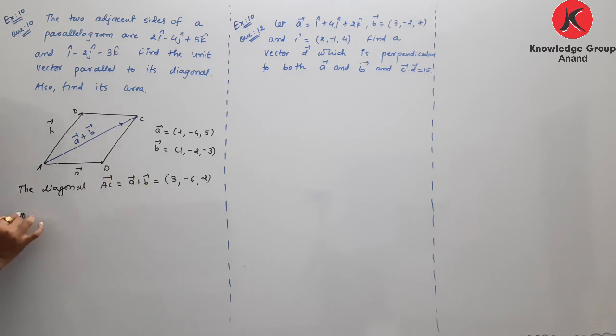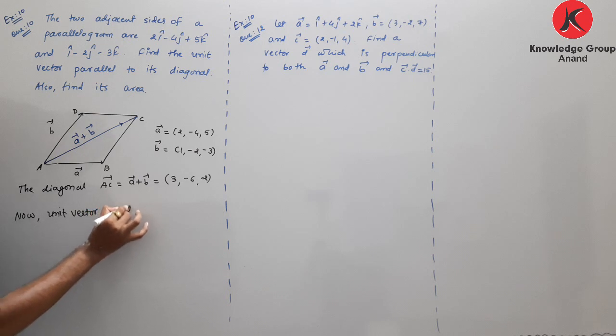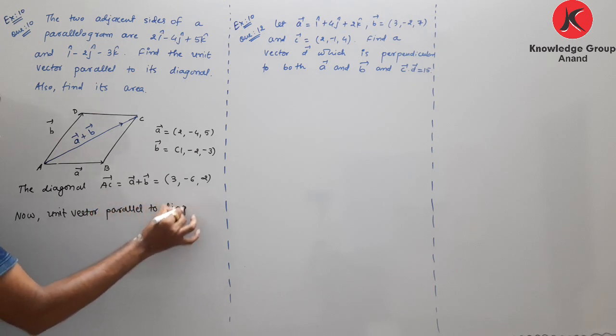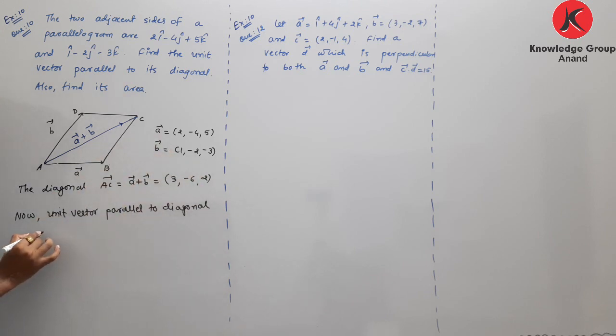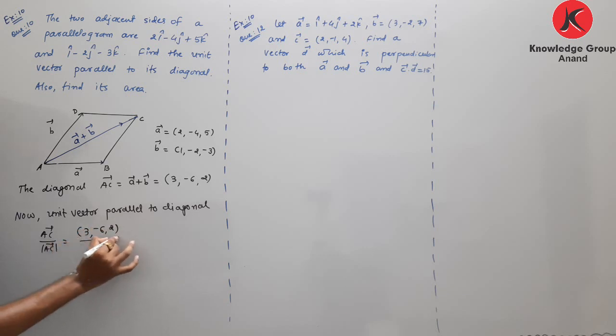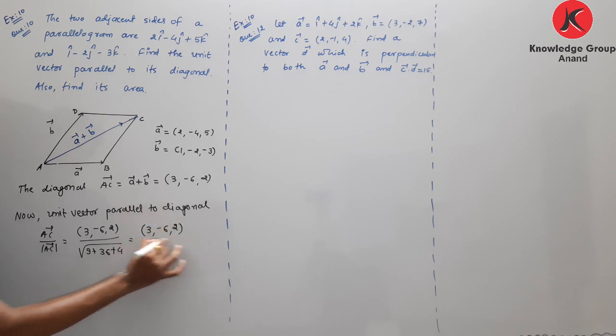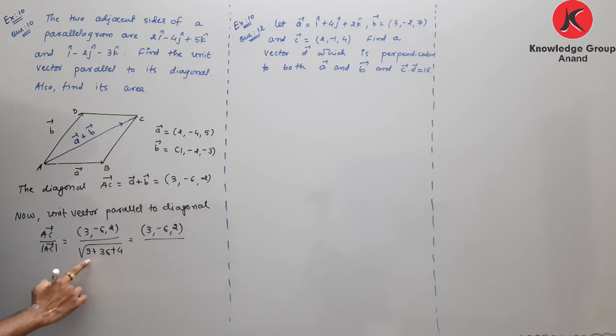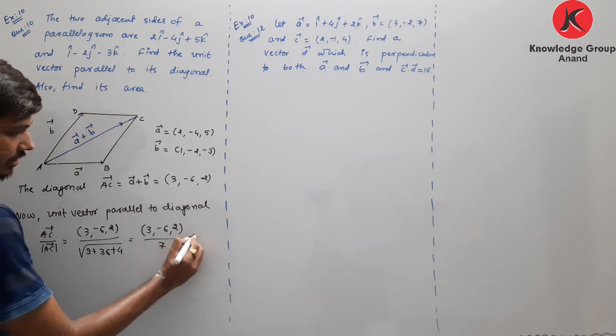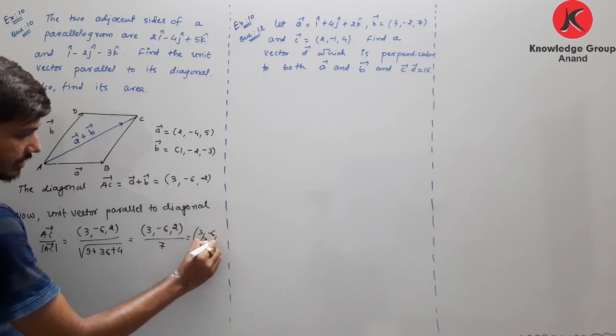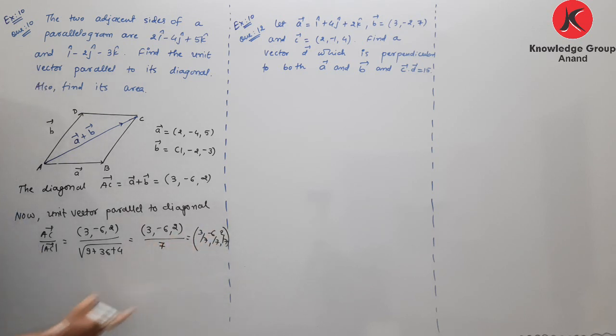Now we want the unit vector parallel to the diagonal. That means we have to obtain the vector AC divided by the magnitude of vector AC. Here vector AC is 3, minus 6, 2, divided by the magnitude of vector AC, which is root of 9 plus 36 plus 4, under root 36 plus 4 is 40, plus 9 is 49, which means 7. Therefore, the answer is 3 by 7, minus 6 by 7 and 2 by 7, which is your unit vector parallel to your diagonal.